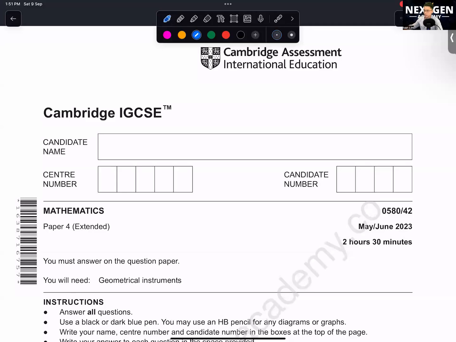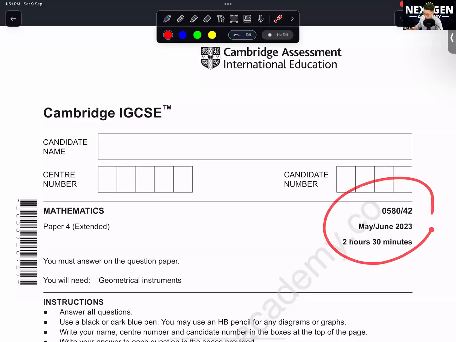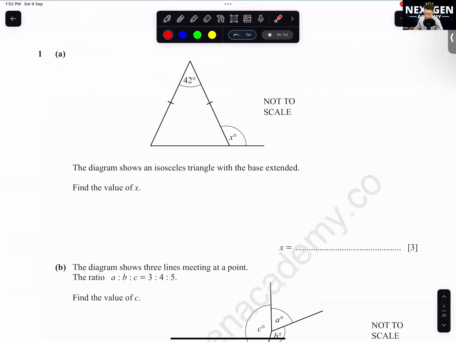We are going to go through this paper, May/June paper 4-2, 2023. This is a 2.5 hour paper. You can use your calculator. We'll get straight into the question.